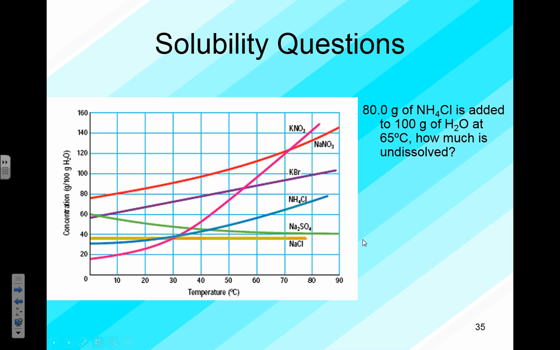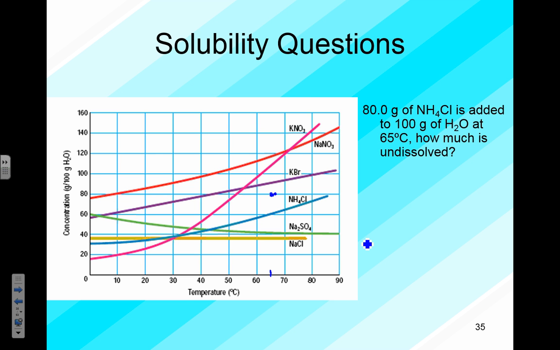Other questions. 80.0 grams of ammonium chloride. So ammonium chloride is the bluish, kind of the lighter blue color. It's added to 100 grams of water at 65 degrees Celsius. How much is undissolved? Well, I added 80 and I'm at 65. So first I need to look at where I'm at. Well, 65 is going to be about here, and 65 and 80 are going to hit at that point right there.